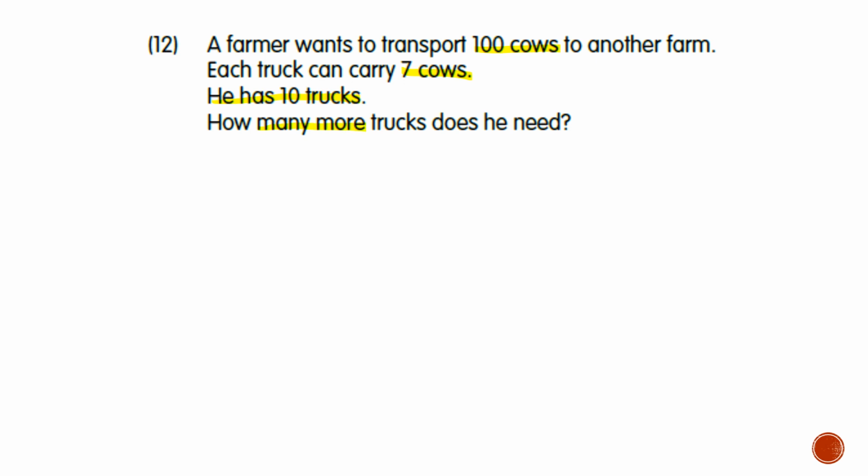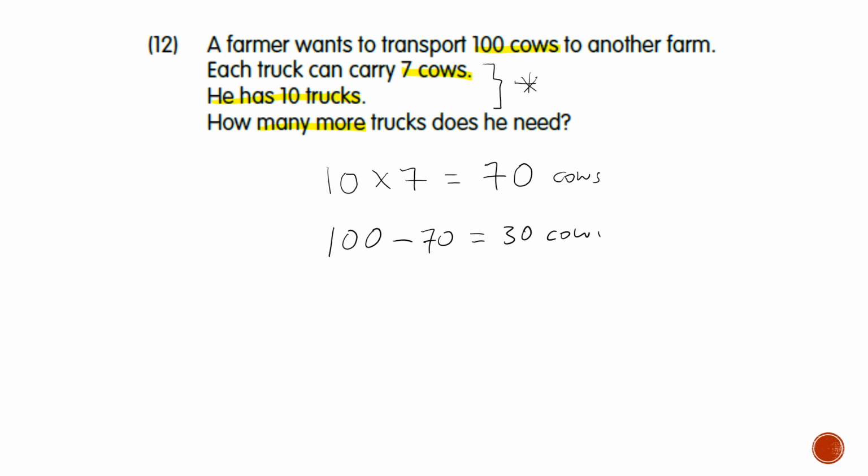So let's see this problem and how we can solve it. A lot of you will read from the start, but actually I feel that this is the crucial step. This is the first step we've got to work on. So he has 10 trucks and each can carry 7 cows. That means so far, based on his trucks, he can only transport 70 cows. So out of the 100, only 70 can be transported at this point. That means there are 30 cows that do not have a truck to go into.